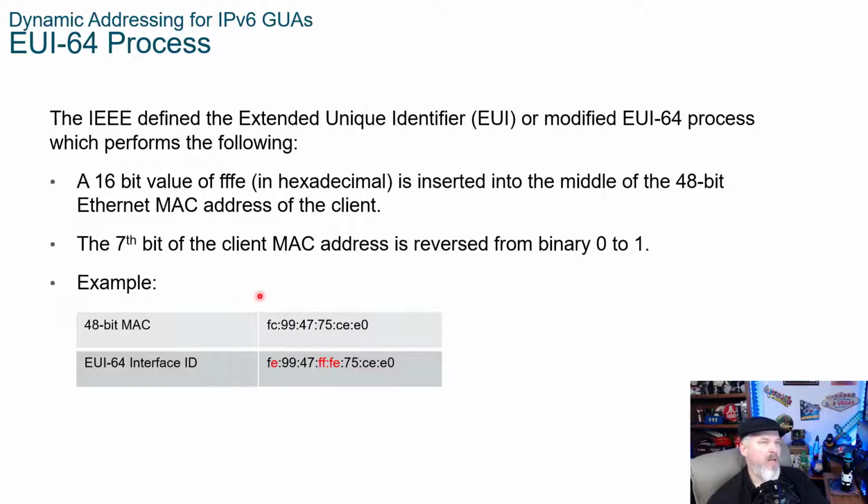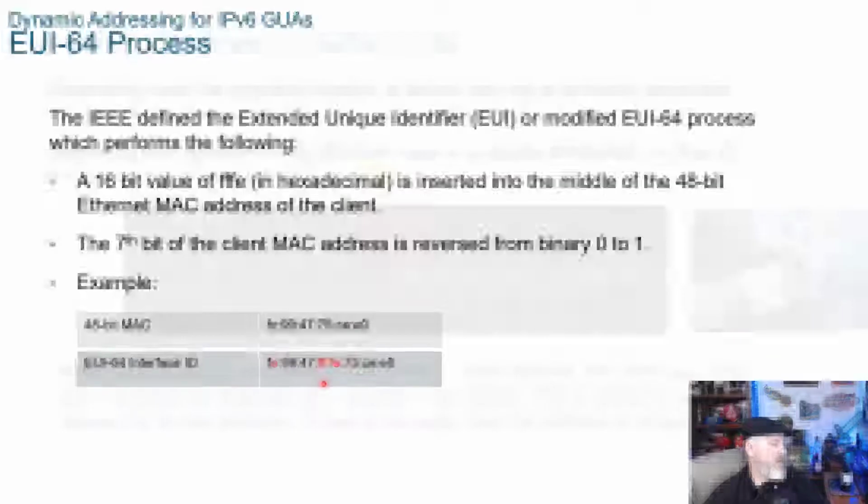So what that's going to do is create a semi-random number, or a number that's not going to be used by something else. It's going to take a lot to get the same number on your same network, because when you insert that value in from the MAC address, MAC addresses are supposed to be unique. Unless you're spoofing a MAC address, it should be unique. And then taking the 7th bit of the client MAC address and reversing it from 0 to 1 makes it even more unique. And so the 48-bit MAC gets this applied to it, and that can become what I call a semi-random EUI-64 interface ID.